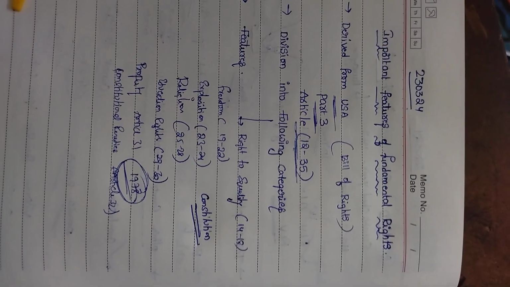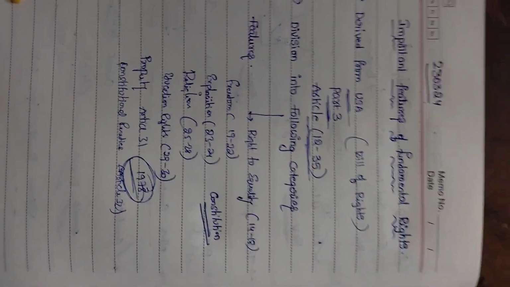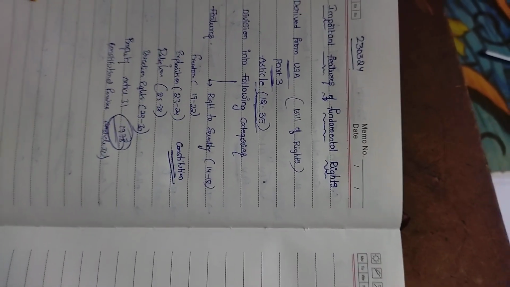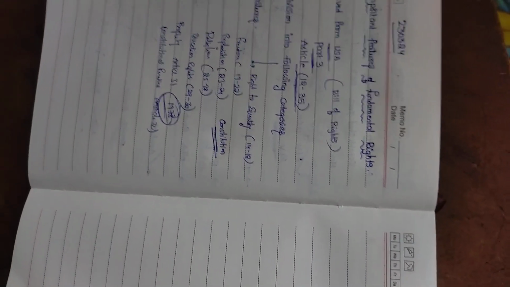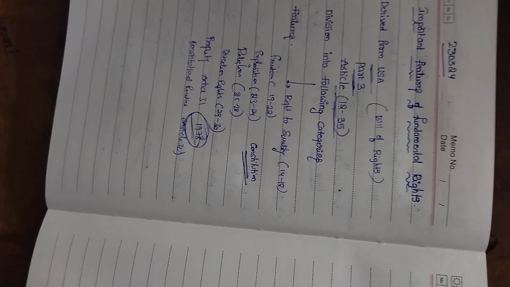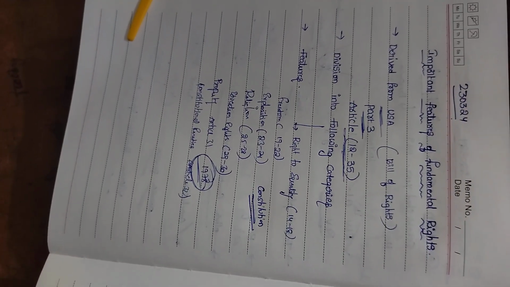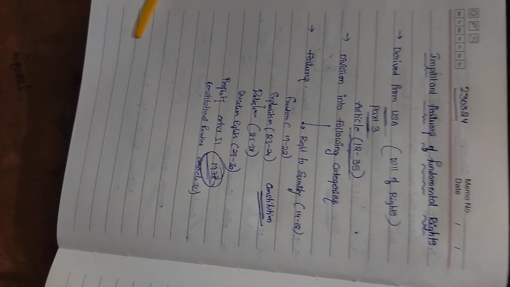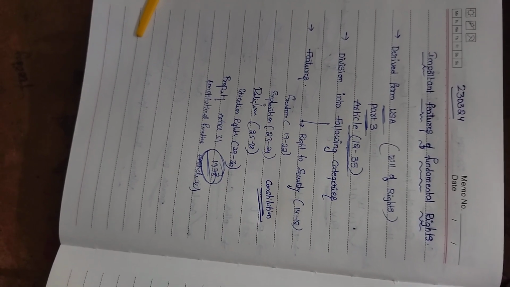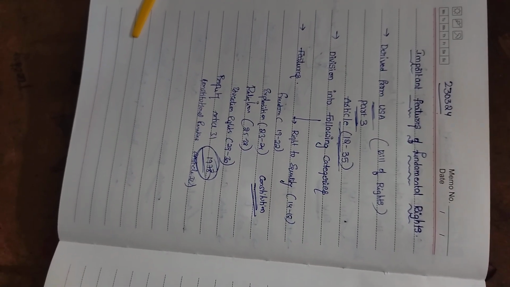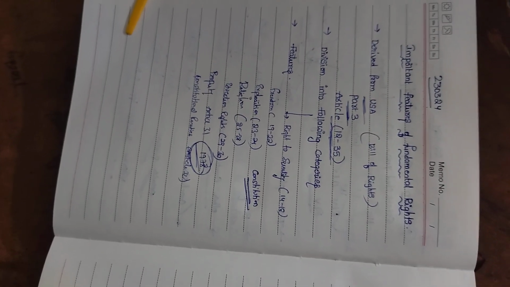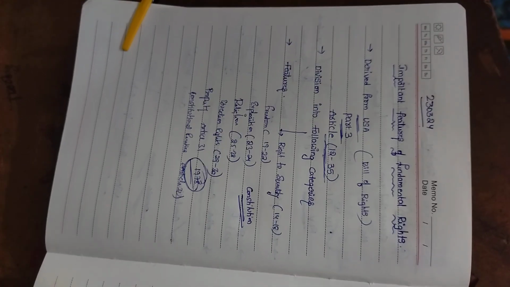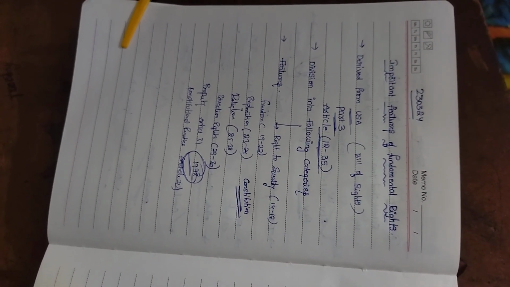Now let us see some of the important features relating to the fundamental rights. Some of the fundamental rights are available only to Indian citizens, while others are available to foreigners also. Fundamental rights are not absolute. Again I am telling, fundamental rights are not absolute. It means the state can impose reasonable restrictions and the judiciary will decide.